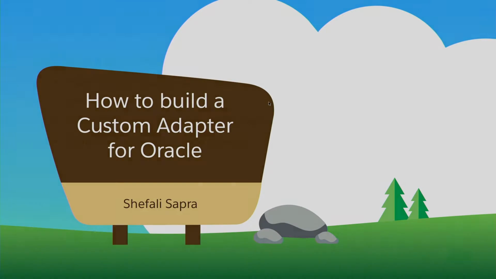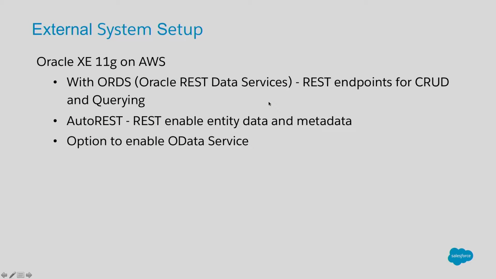So let's move on. First of all, your external system needs to be accessible over the internet for you to be able to use that in your custom connector. Now, that could be in the form of a REST API, like an OData service or a web service, or basically anything that you could make a callout to from your connector. So let's see what we have for Oracle today.